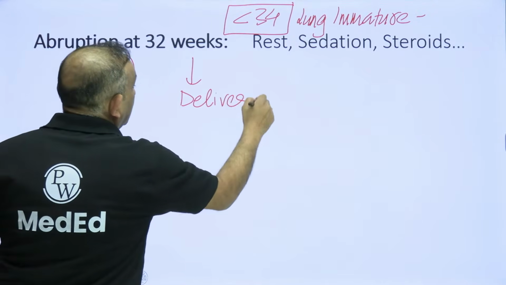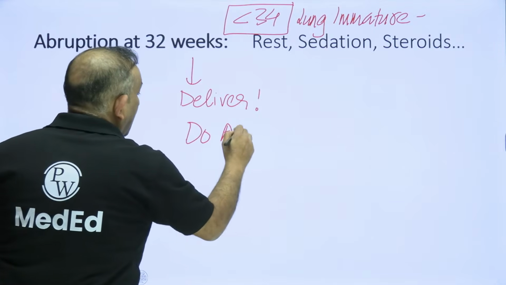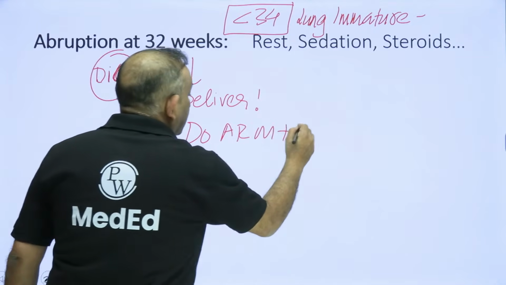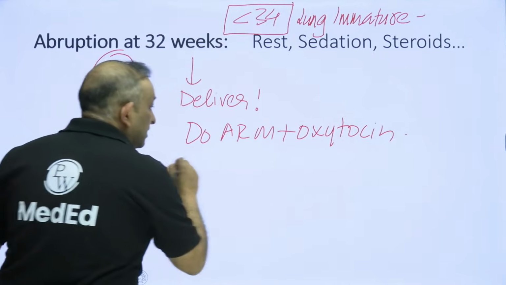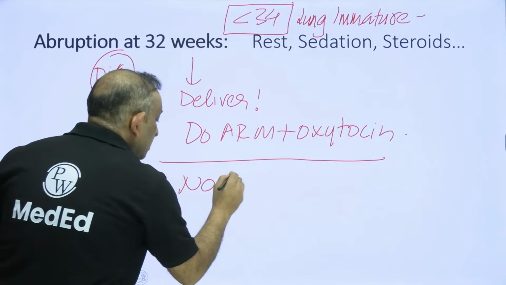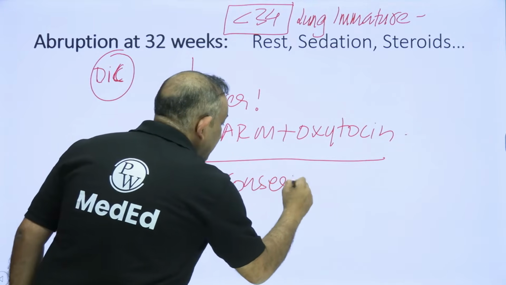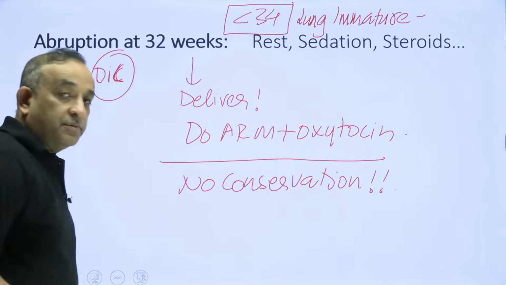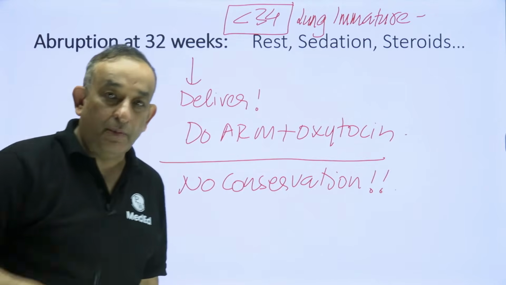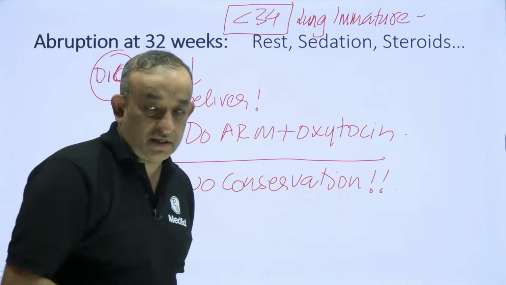You will deliver. Do ARM and give oxytocin and deliver. No conservation. No conservation in a case of abruption. So when abruption comes at term, deliver. You do normal delivery. If there's a distress, you do cesarean section.